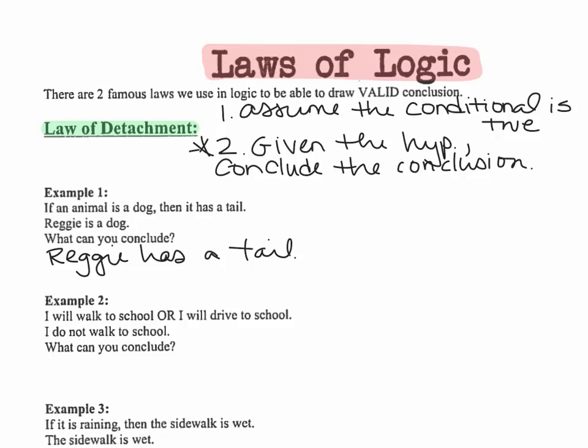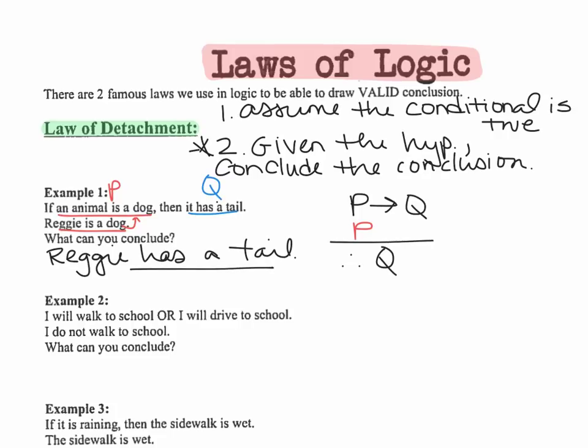Some people like to view this with symbols, so I'm now going to also show you how this works with symbols. An animal is a dog, I'm going to give that P. And it has a tail, I'm going to give it Q. So I'm going to write P arrow Q. This is how we write it in symbolic notation. Now it says Reggie is a dog. Does that relate to P or Q? It relates to P because that's a dog. So I have P. Therefore, I can conclude Q. Reggie has a tail, which is Q.